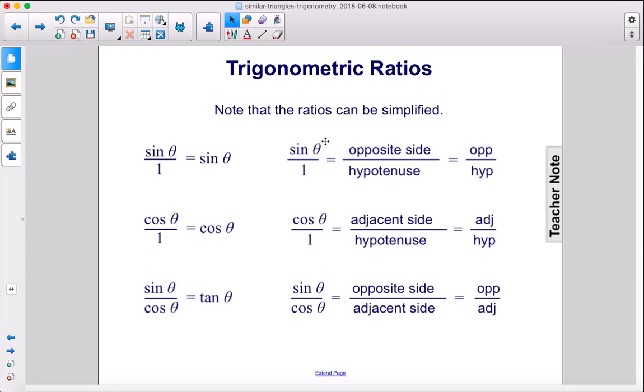Here we have sine theta over 1 equals opposite side over the hypotenuse, which equals opposite over hypotenuse. Cosine theta over 1 equals adjacent side over hypotenuse, which equals adjacent over hypotenuse. And sine theta over cosine theta equals opposite side over adjacent side, opposite over adjacent.